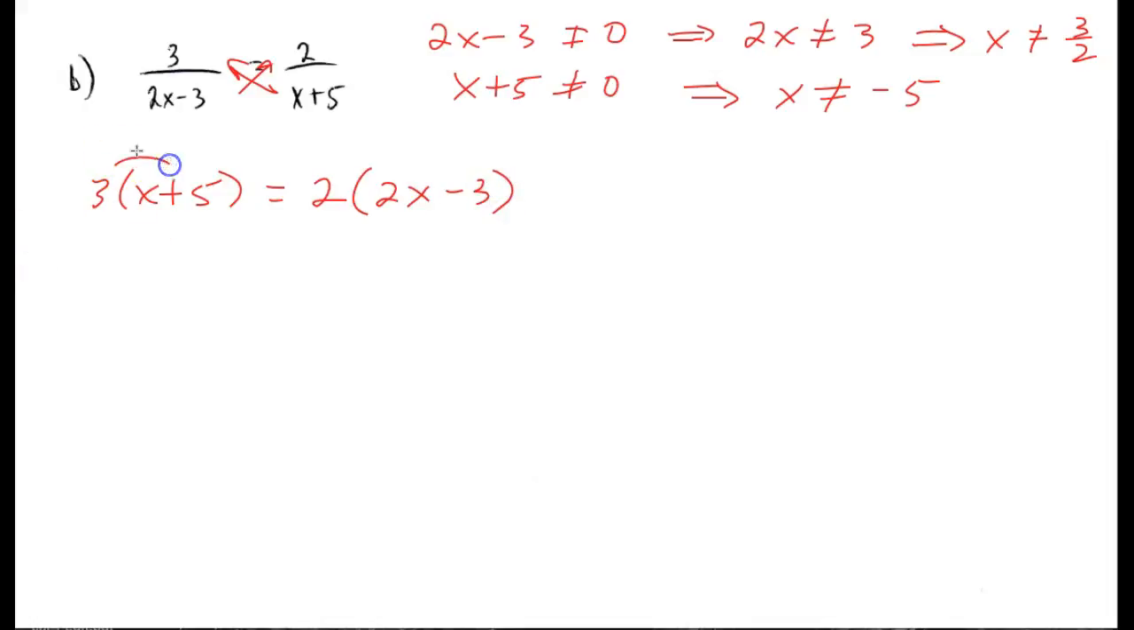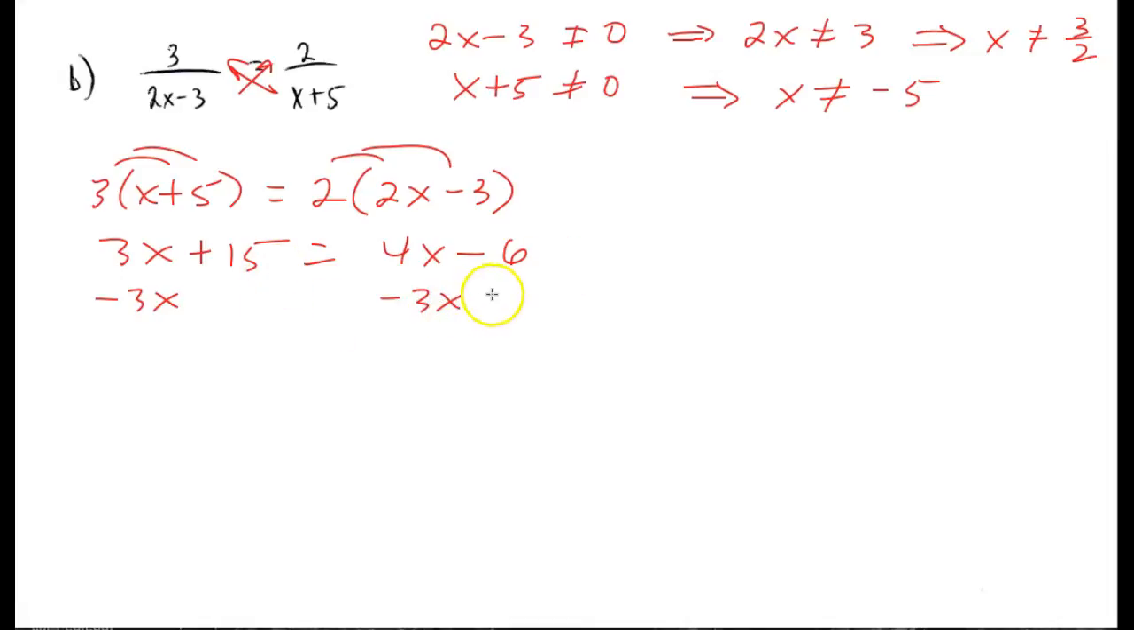Okay, and then we just distribute. We'll have 3x plus 15 equals 4x minus 6. And then from there, we just solve for x. So I'll subtract 3x from both sides, and I'll add 6 to both sides. Okay, and so that cancels to 0. 15 plus 6 is 21.